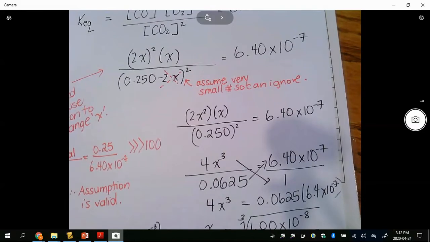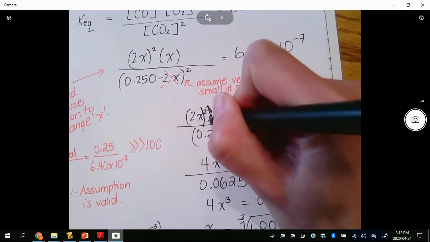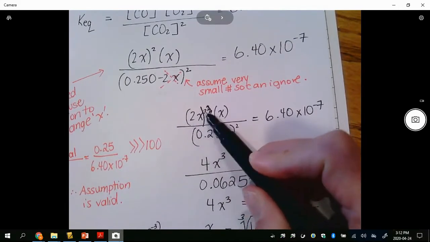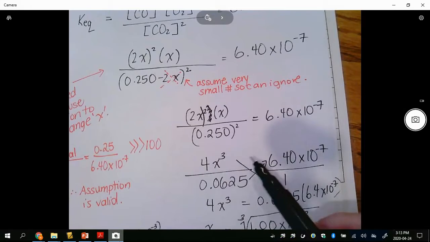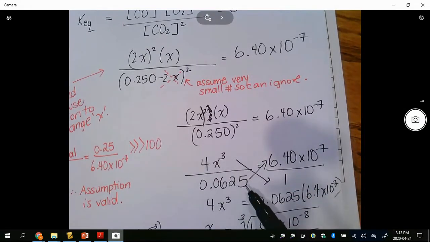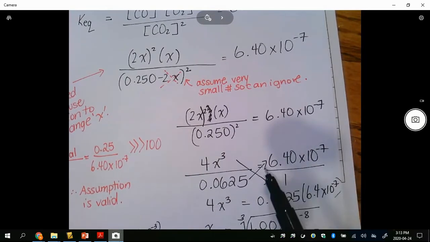Sorry, there's a mistake there. This is supposed to be a bracket around here, okay, because this 2 is being squared as well as this x. So it's going to be 4x squared times x, which is 4x cubed. Okay, and then 0.250 squared is 0.0625, and then equals the KEQ value here. I'm putting it over 1 so I can crisscross.